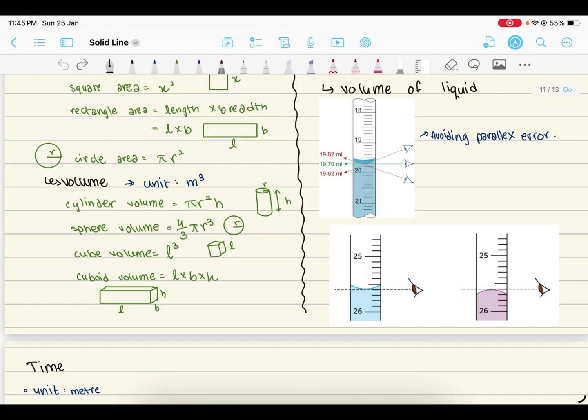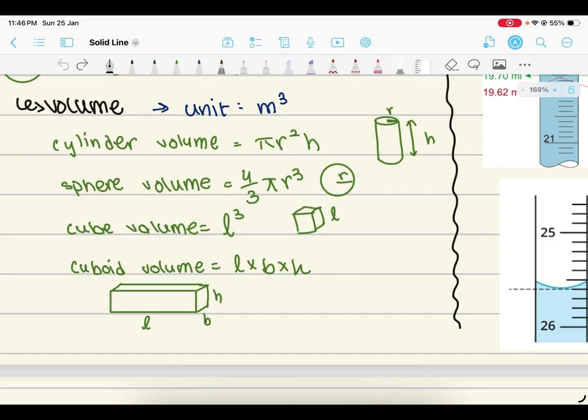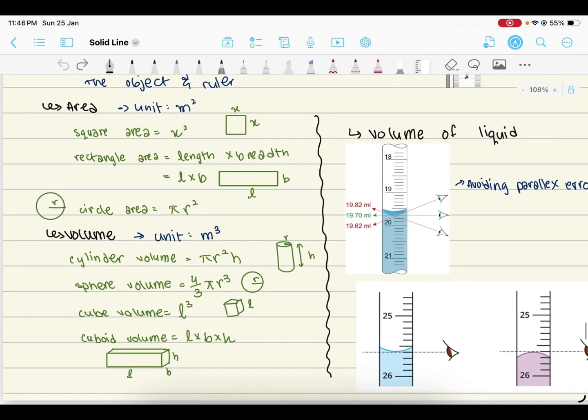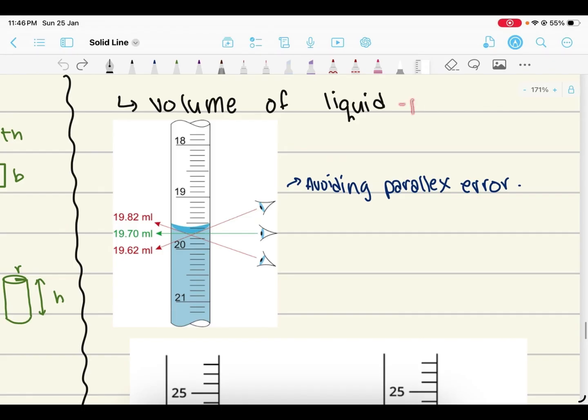Okay. Volume. Volume has the unit meter cube, and here are the formulas of volume. Cylinder's volume is pi r square h. Sphere's volume is 4/3 pi r cube. Cube's volume is length into length into length, or even say length to the power of 3. Then you have cuboid volume, which is length into breadth into height, as you can see here. Okay, for the volume of a liquid, you use a measuring cylinder.